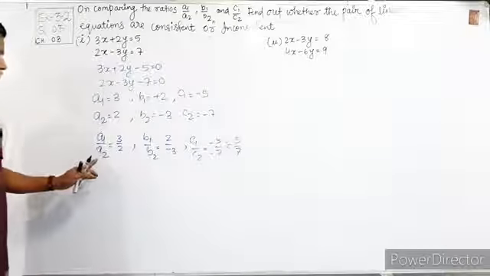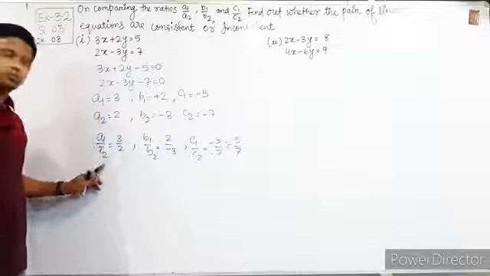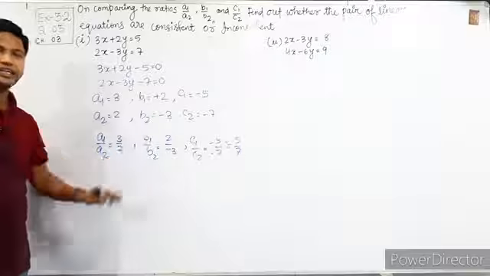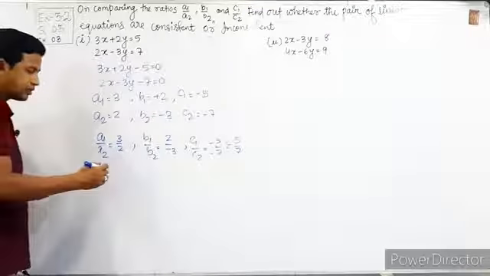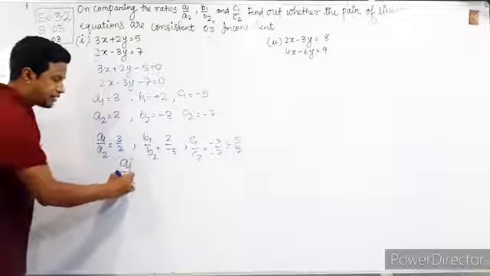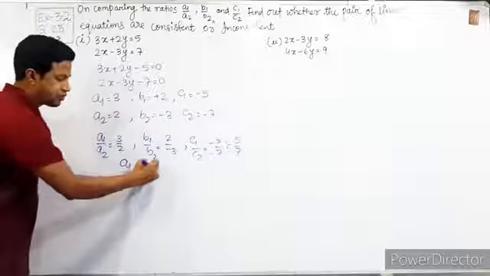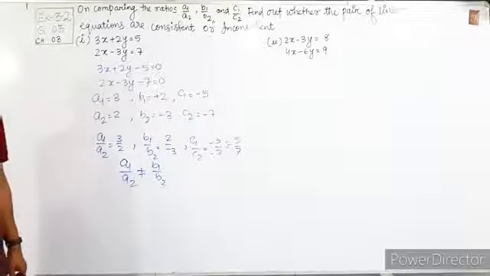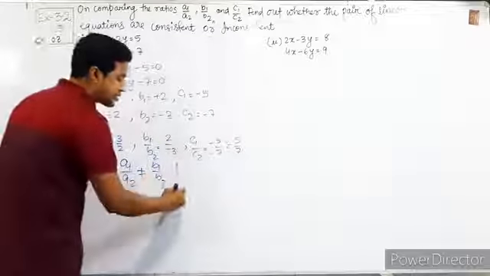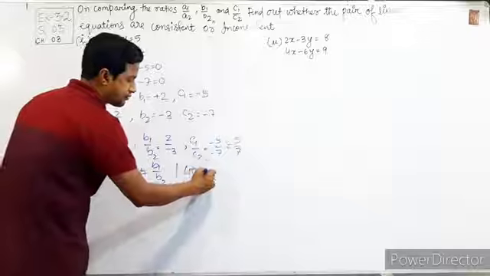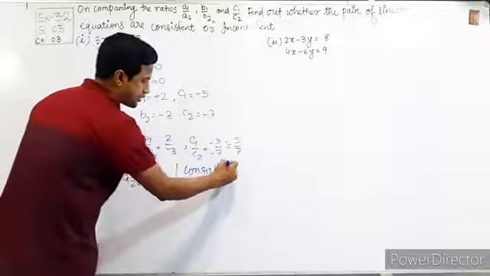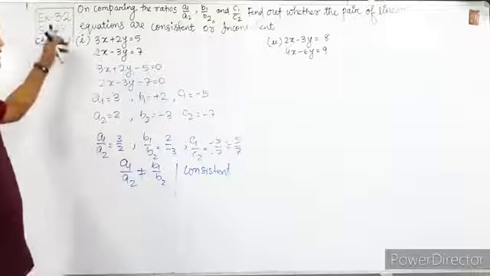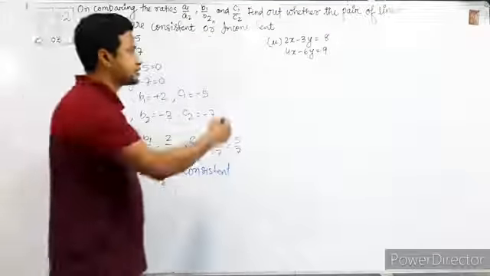Now compare this. a1 by a2 is 3 by 2, and b1 by b2 is 2 by minus 3, or we can write it as minus 2 by 3. So a1 by a2 is not equal to b1 by b2. The first case says if a1 by a2 is not equal to b1 by b2, then the system is consistent. The system is consistent. This is the solution for question number 3, first part. Now let's go to the second question.